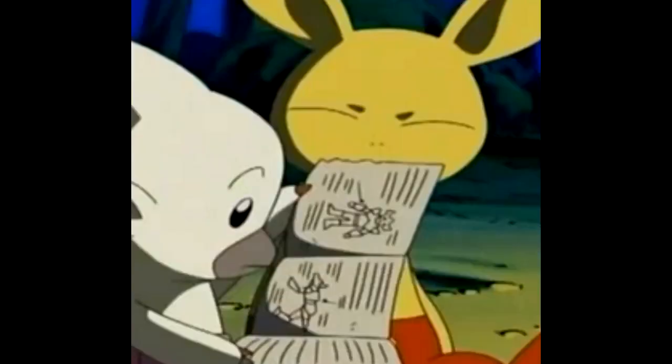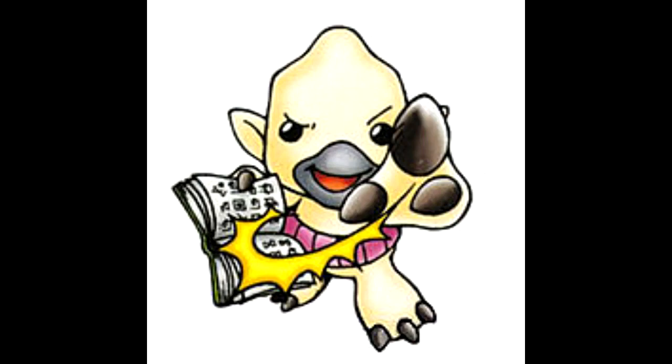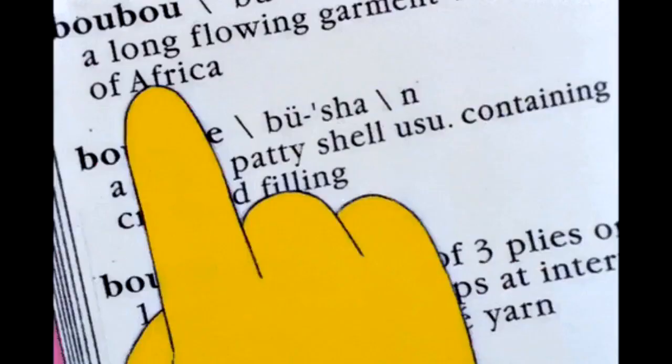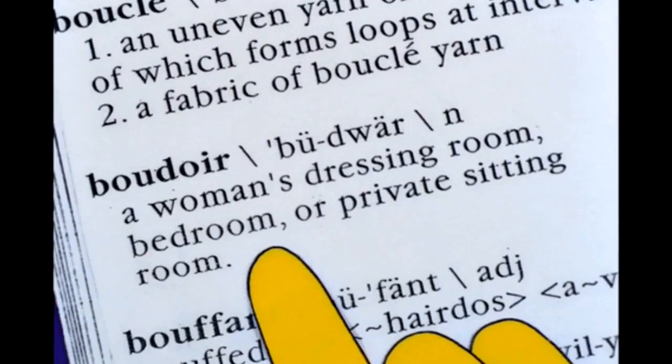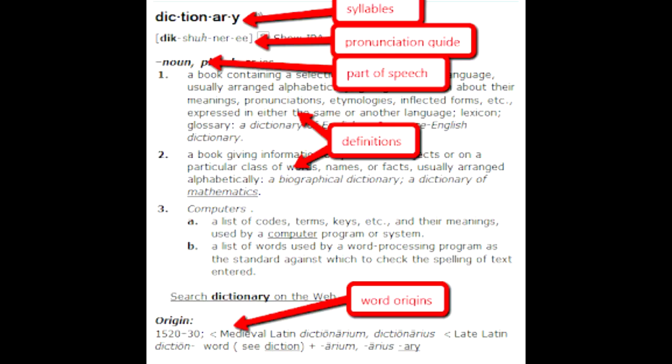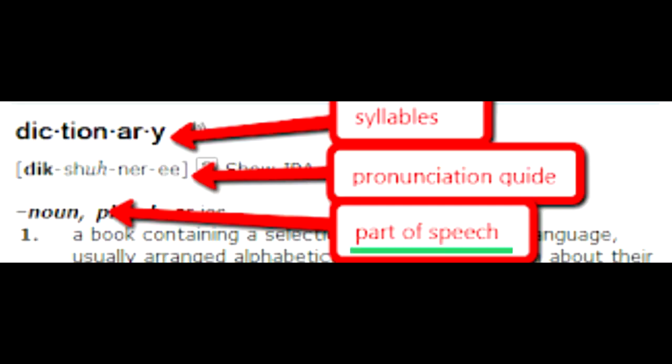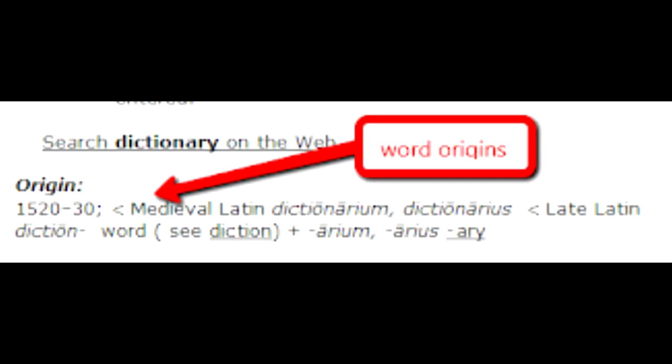But how do we use a dictionary? Now, let's discuss the parts of a dictionary and its use. A dictionary can be used to look up the meaning of a word. You can also use a dictionary to check the spelling of a word. Dictionaries may also give other information about words, such as word type and word origin.